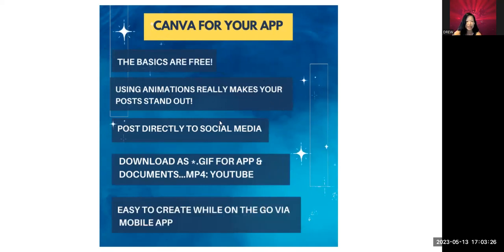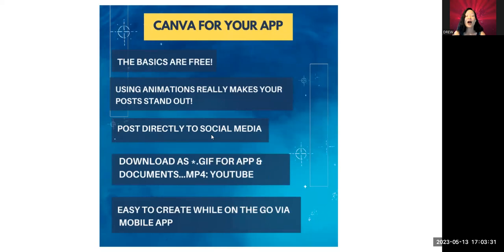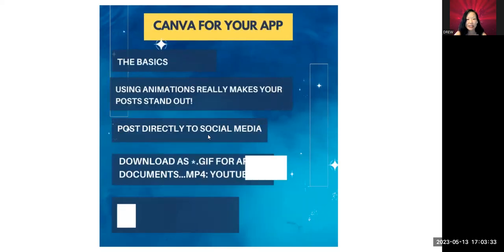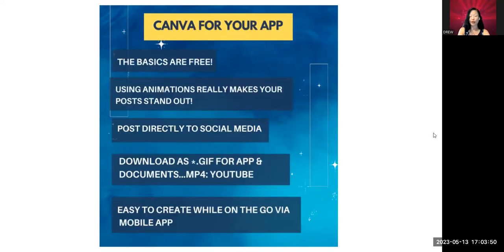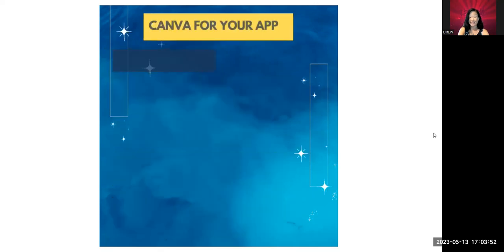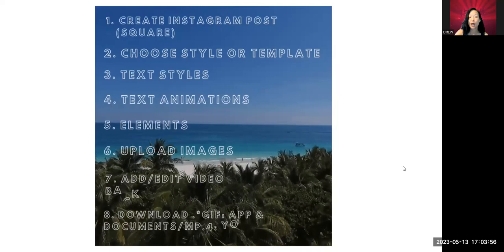Canva basics are free. Using animations like you see here really makes your post stand out. You can post directly to social media from Canva. You can download as a GIF for your app and your documents. And just remember, an MP4 is for YouTube videos. It's easy to create on the go using their free app. Really easy. Today, we're going to create an Instagram post.